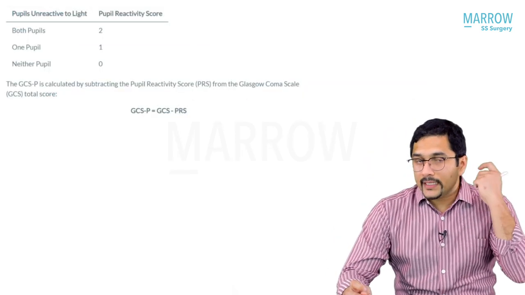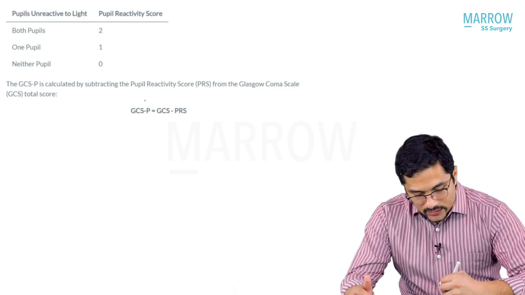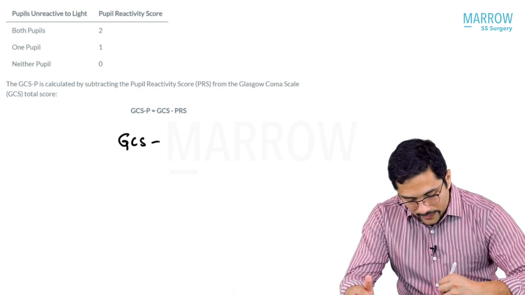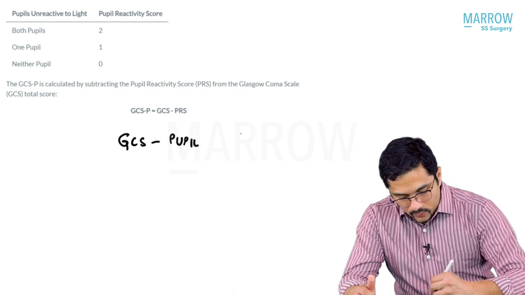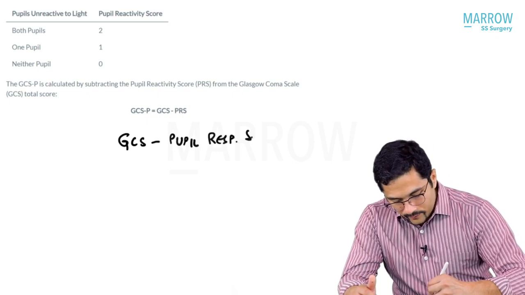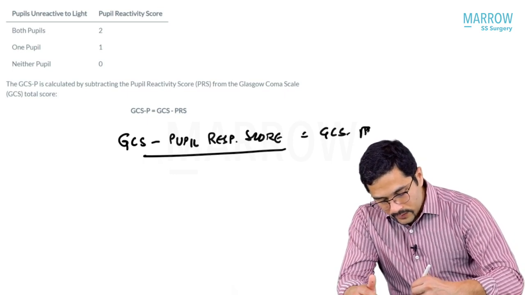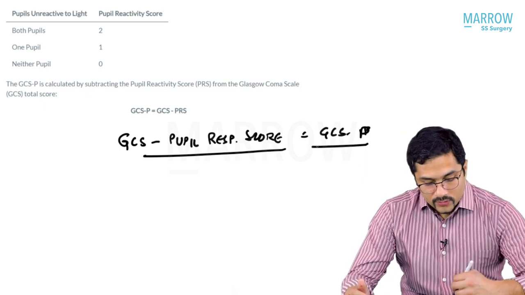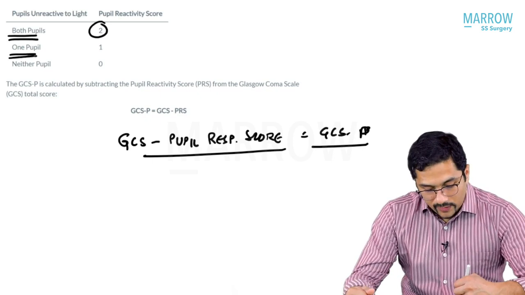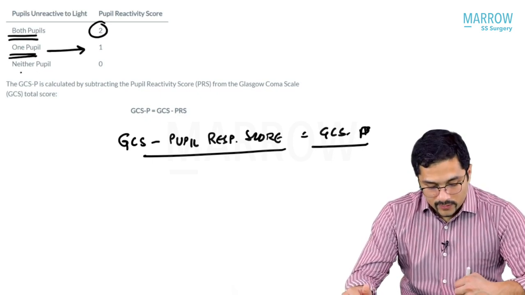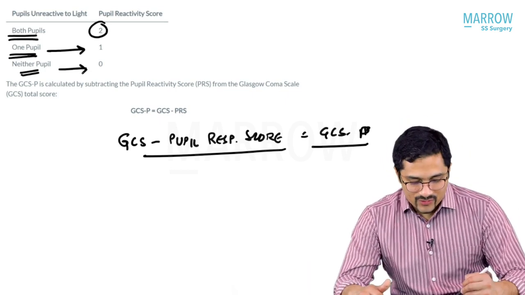Also, one more update is the GCS-P score. So, what is the GCS-P score? It is Glasgow Coma score minus the P score. P is pupillary response score. This will give you the GCS-P score. If both the pupils are unreactive to light, the pupil reactivity score is 2. If one pupil is unreactive to light, the score is 1. And if neither of the pupils is unreactive to light, or they are responding, then the score is 0.